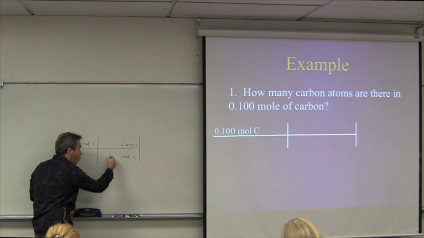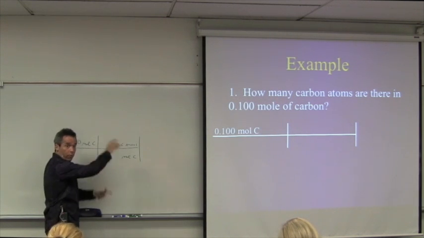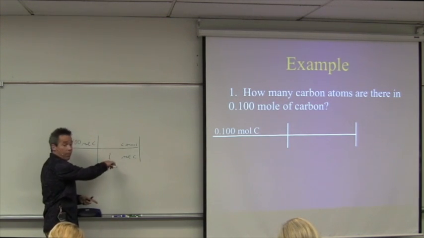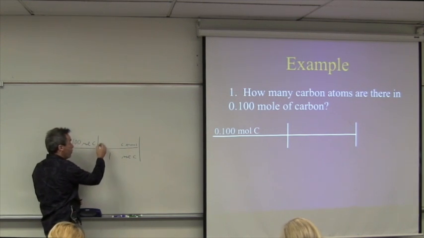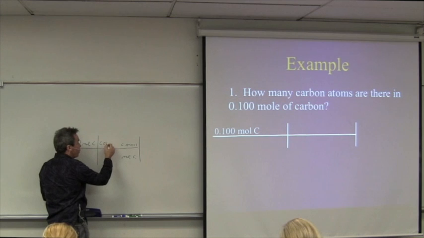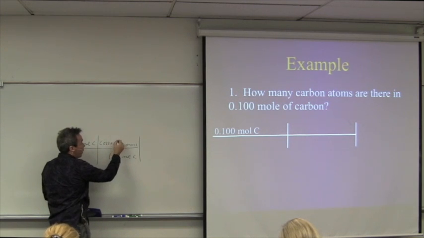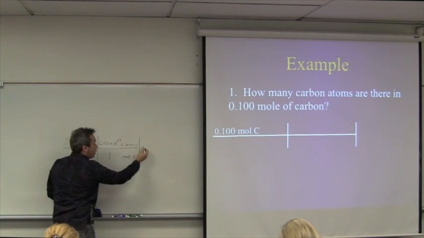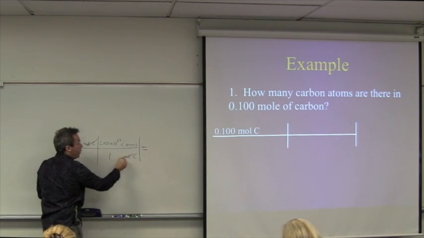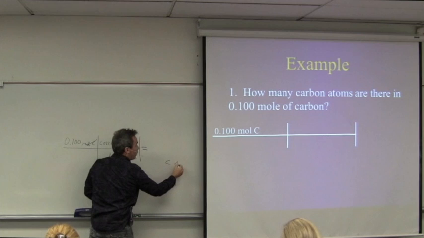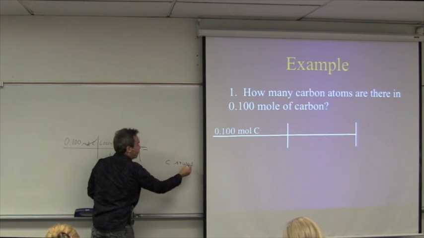Well, because 1 mole is many, many atoms, don't flip that over. Don't put that 1 atom as Avogadro's number of moles. 1 mole is Avogadro's number of atoms, which is 6.022 times 10 to the 23rd. Now I'll do the dimensional analysis. I'll cancel moles. I'm left with carbon atoms as my unit. Good, that's what I'm trying to calculate.